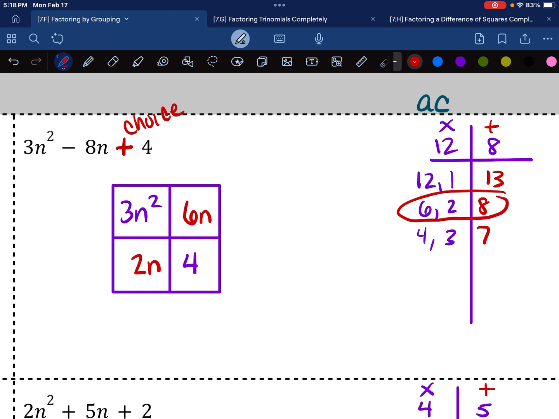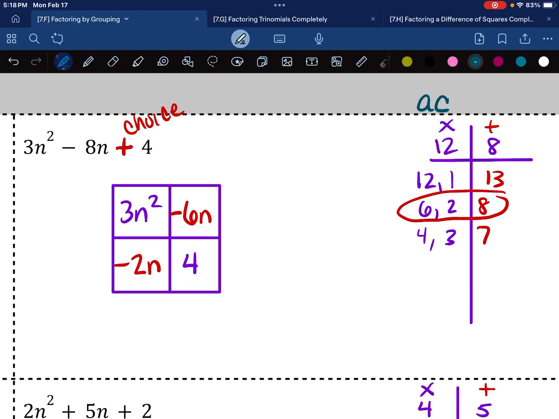Now here's where I consider the signs, right? To get a -8n by using a 6n and a 2n, these would both have to be negative, right? Your choice sign, by the way, gives you the hint that these have to be matching, either both positive or both negative. If your choice sign was a negative, these would be opposite signs of each other. All right, so now your box is set up.